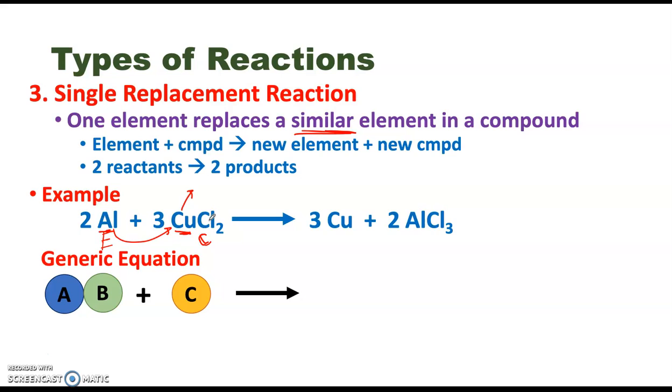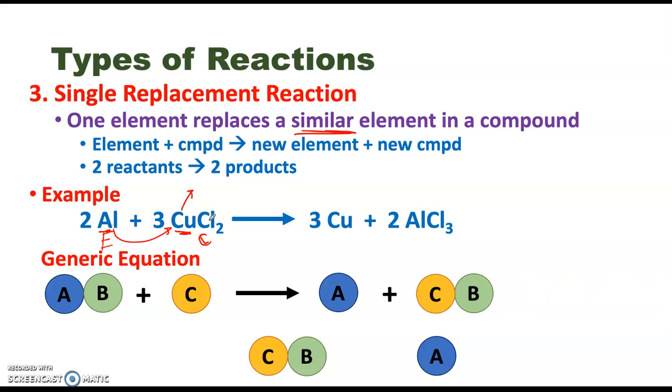So the generic equation, you've got A plus B, or AB compound, plus C, the element. It looks like this. What's going to happen is C is going to replace A, so A is now on its own, and you've got a new compound called CB. In the order that they're written, if you put CB first and A second, kind of like it is down here, it doesn't matter. I don't care which one goes first if you're writing them out, as long as you have the correct formulas on the correct side of the arrow.